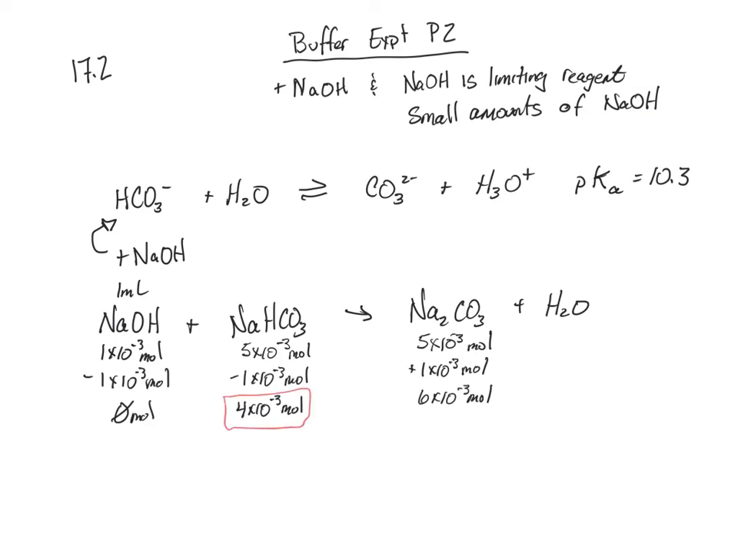And so what is in solution? I have bicarbonate and carbonate, and this is what means that I have a buffer solution. To find the pH of a buffer solution, we use the Henderson-Hasselbalch equation. And so I would plug in my concentrations into the HH, and I would solve for the pH.